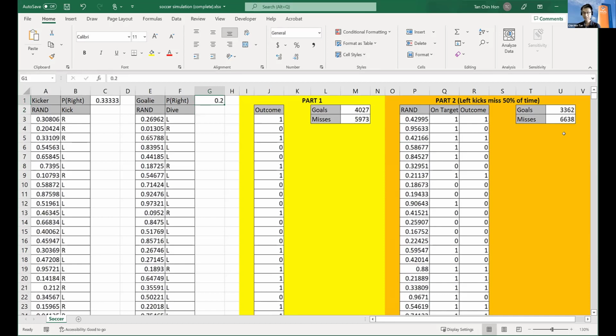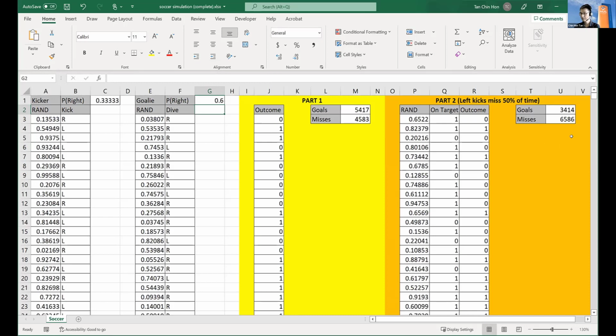Regardless of whether the goalie decides to dive right or left 50% of the time, 60% of the time, it is not going to have an impact on the percentage of goals over here. Okay, and so in game theory, this is what we call an optimal equilibrium, where essentially, because the kicker has chosen this strategy to kick to the right only 1/3 of the time, there is nothing that the goalie can do to increase his or her chances of saving or missing the goal.